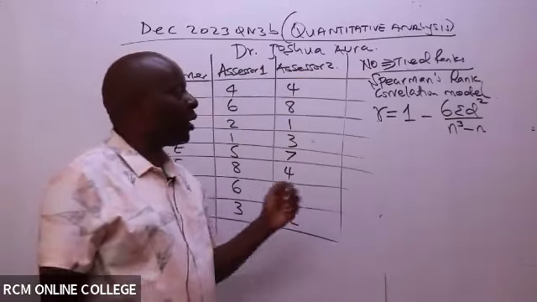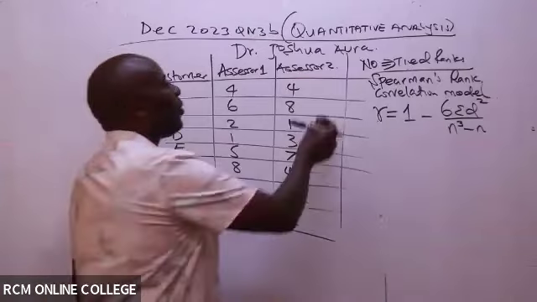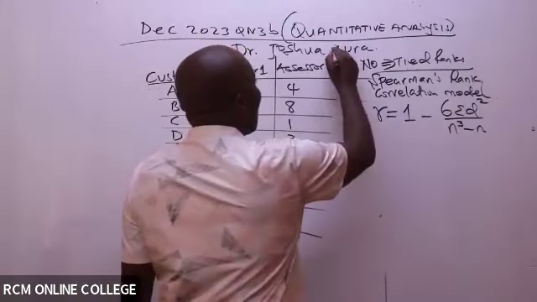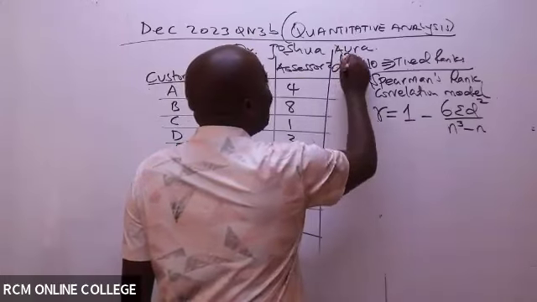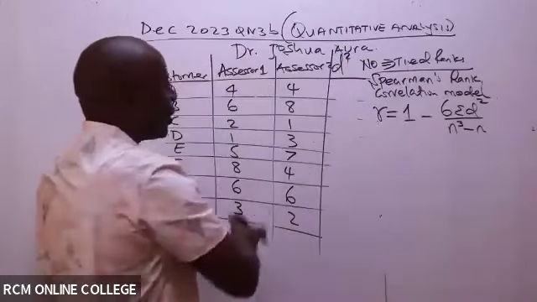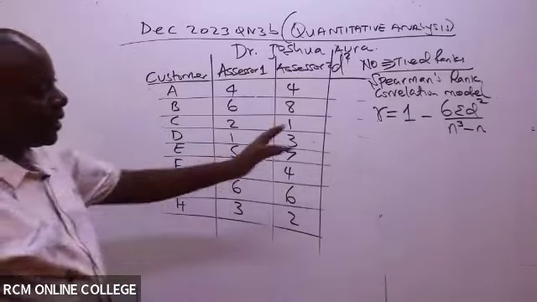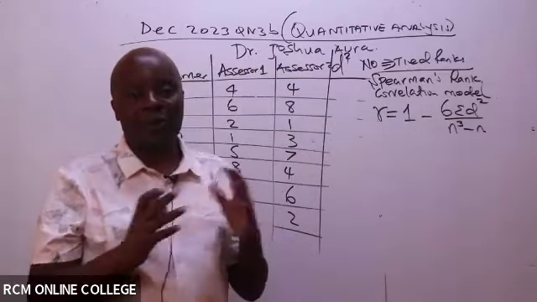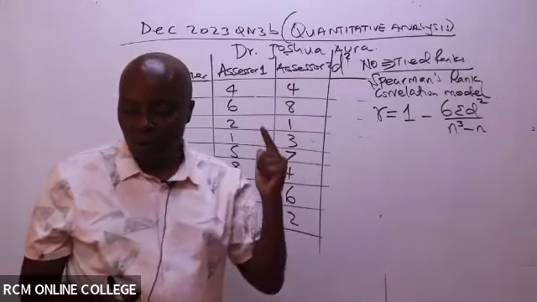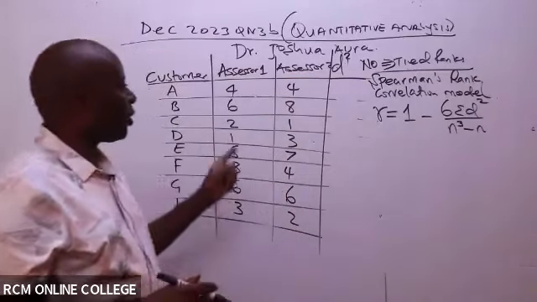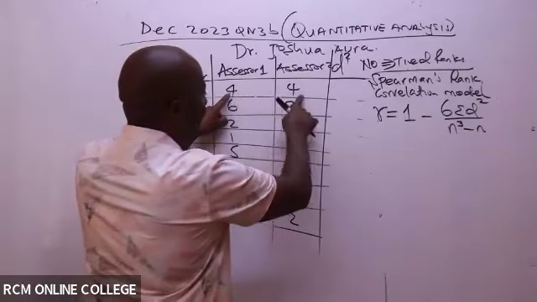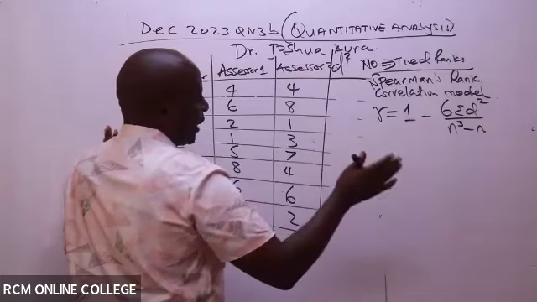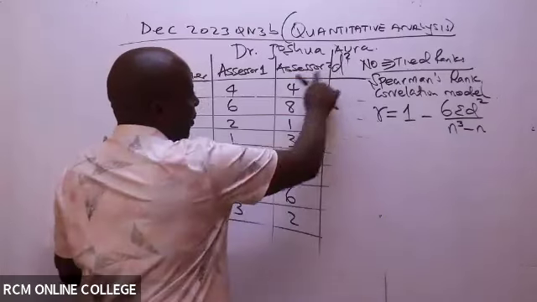The Spearman's rank correlation model. So what I need to do pretty fast is to come here and create a column where I capture differences between these two ranks. This D stands for difference. Difference means I subtract and then I square. Let's go together in this. The first ranks to be subtracted are these: 4 minus 4, and whatever answer I get, I square. Differences between the two ranks here.